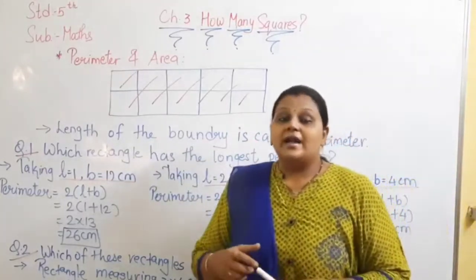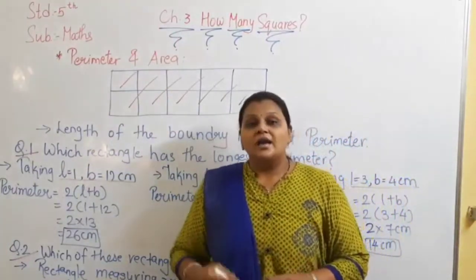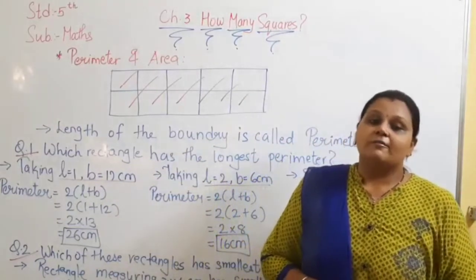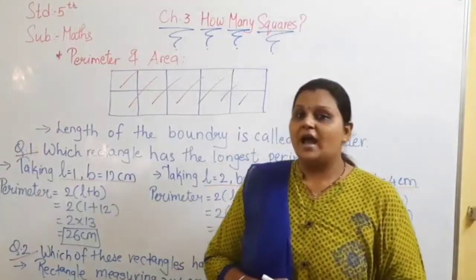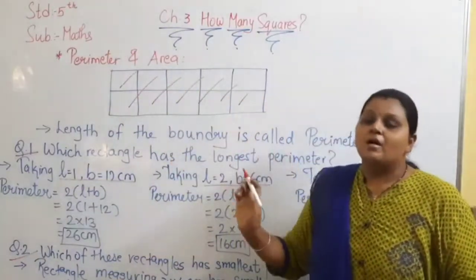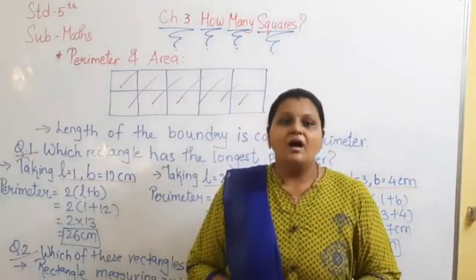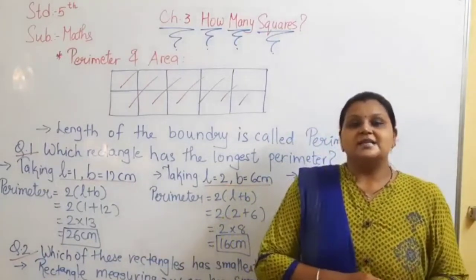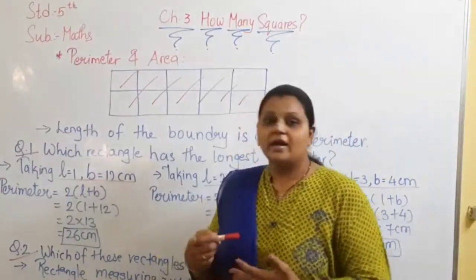Okay. Now let me clear the word area. What do you mean by area? Area is the inner part of a particular place. Suppose I want to measure the area of a particular field, then I will measure the inner part of the farm. So when we want to measure area, we have to measure the inner part. In short, we can say that the boundary is the perimeter and the inner part is called area.